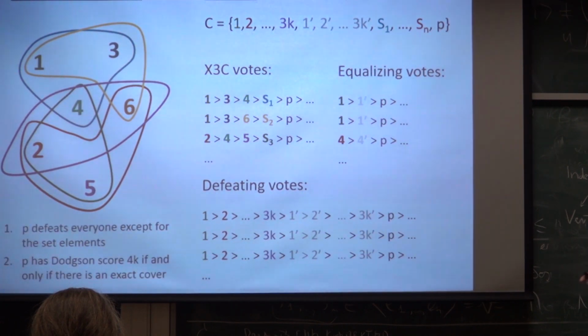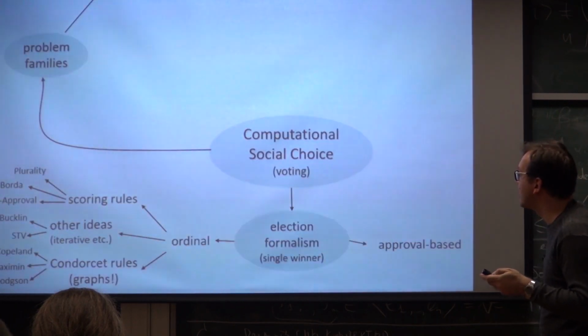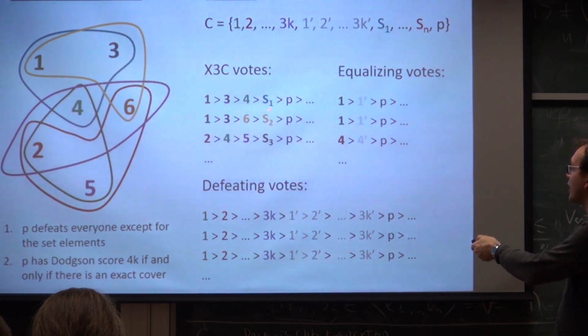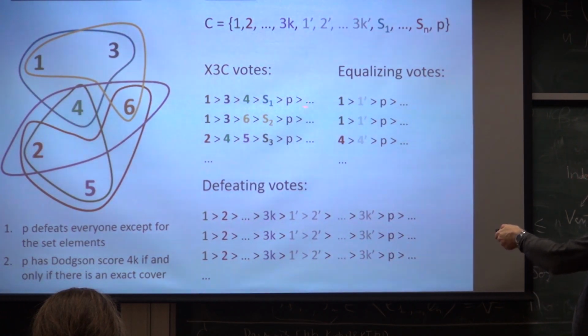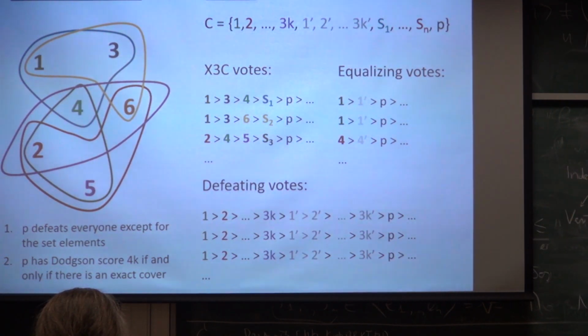And now I claim, so P defeats everyone except for the set elements, because this was exactly what we did. And I claim that P has Dodgson score 4K if and only if there is an exact cover. Now, of course, I have to show that this is the case. In the X3C votes, P is 4 positions behind, and to make P go in front of each of these guys, 1, 3, 4, I can make 4 shifts to get him in front of 3 elements.